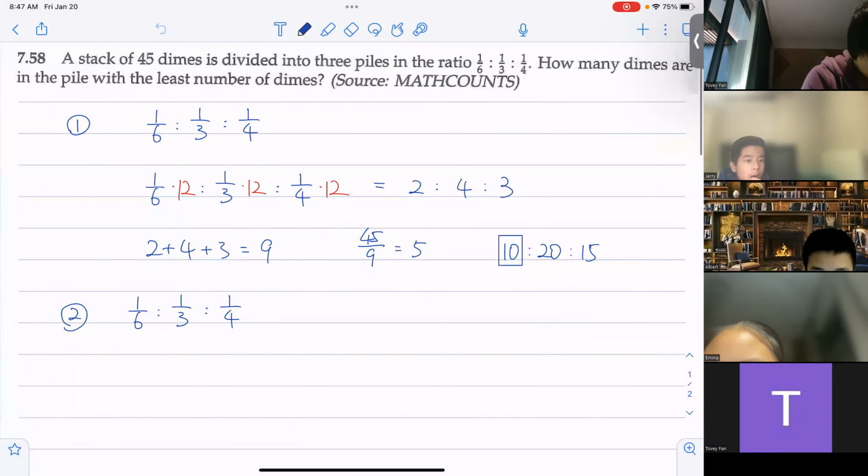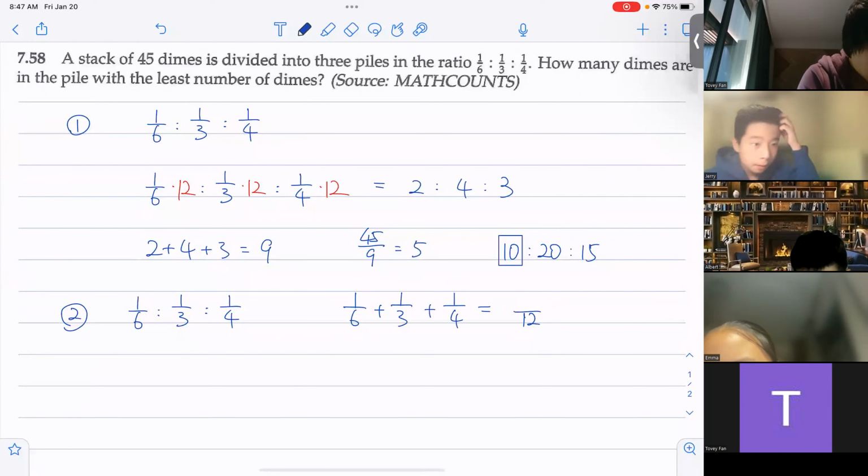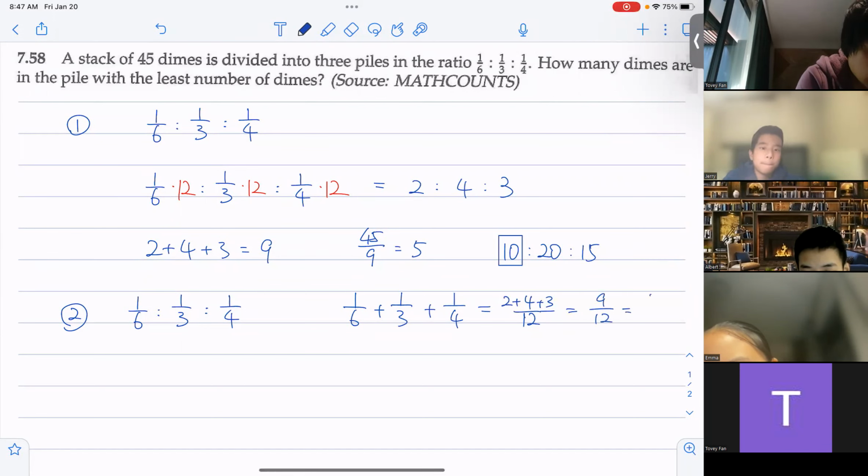Okay, so we add the ratios up. In this case, we can just add 1/6 to 1/3 to 1/4. We add all of them up, and then we get common denominators. So that's 12, and that's going to be a 2 for 1/6, a 4 for 1/3, a 3 for 1/4, right? So that means we have 9/12. And we simplify, that's going to be 3/4. Okay, so we add all the ratios up, we get 3/4.